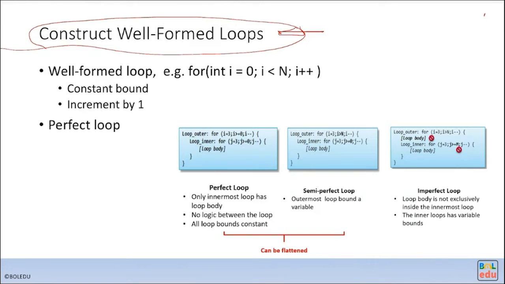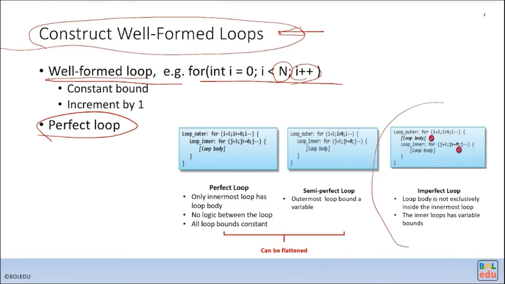Okay, what I mean by a well-formed loop is, first, there's a constant bound, and you try to increment by one. So try your best to form a loop with this kind of condition. Or use a perfect loop, because a perfect or semi-perfect loop allows you to do the nested flatten, the loop flatten.